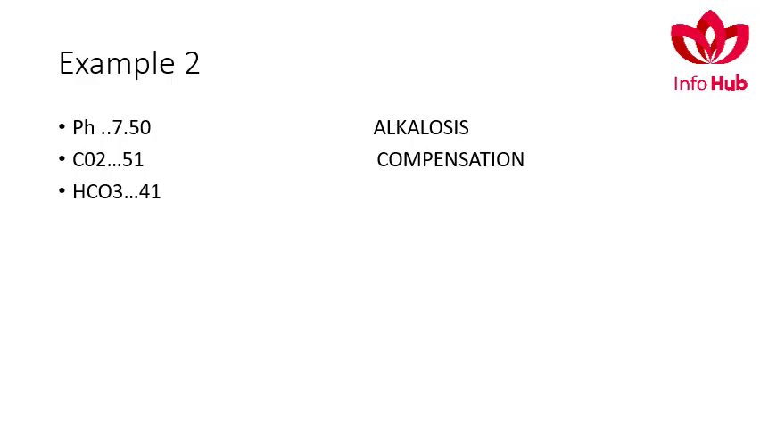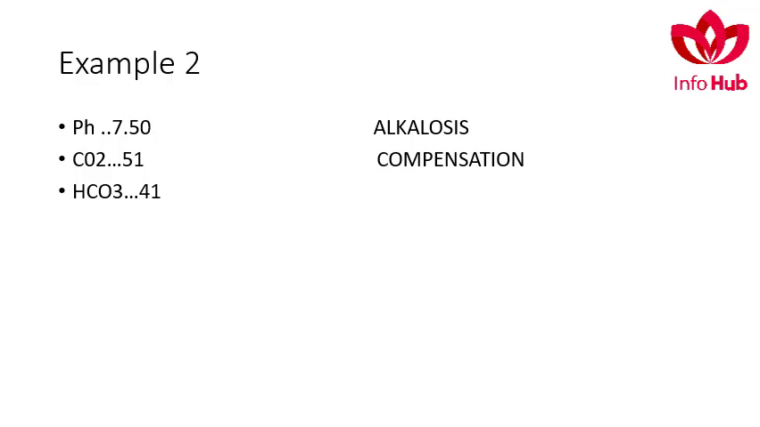Why is CO2 raised in this case? Because the compensation is occurring through the lungs. So CO2 is increased. So it is an alkalosis with compensation. Which type of alkalosis is it? It is a metabolic alkalosis because pH is increased, so it is alkalosis. It can't be respiratory alkalosis because CO2 is an acid, otherwise CO2 would be lowered. So it is a metabolic alkalosis with compensation through carbon dioxide. I hope you have understood this second example also.